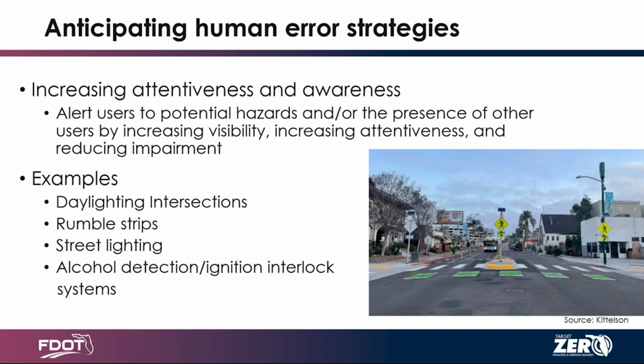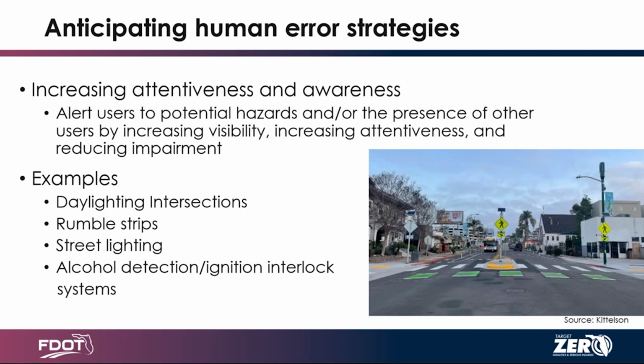Increasing attentiveness and awareness. So alerting users to those potential hazards and presence of other users by increasing visibility, increasing attentiveness, and reducing impairment. So what are some examples of that? Daylighting intersections. If you've not heard that term before, that's the idea that you're basically clarifying that an intersection exists as you're approaching it. So if you're in a vehicle approaching an intersection, taking all the corners and removing all the clutter from those corners, right?